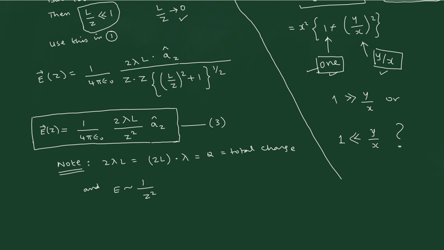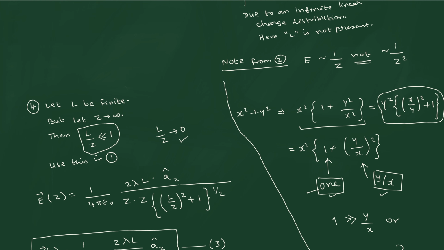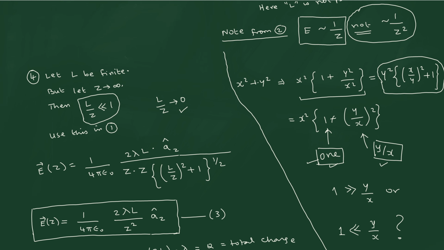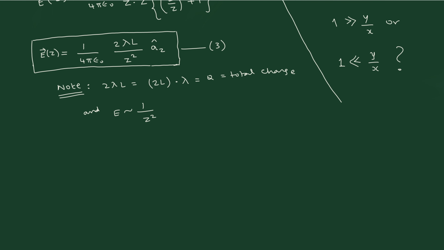Like in the previous case, just now you have seen that electric field is proportional to 1 by Z only, and it is not proportional to 1 by Z square. That is the previous result. And now you are getting the other way. And now the result is different, namely that the electric field is proportional to 1 by Z square, which looks like the Coulomb's law itself.